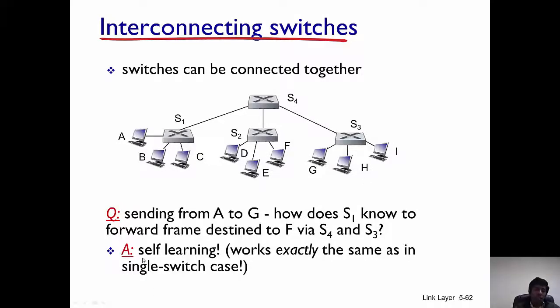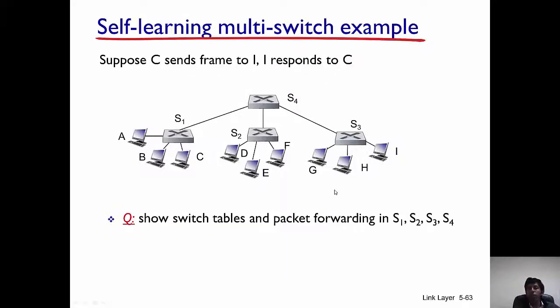So the answer to this question is that switches are self-learning, and similar to what we discussed in the previous slide, you could populate the switching tables at S1, S2, S3, and S4 such that the frame from A passes through S1, S4, and S3 and finally reaches G.